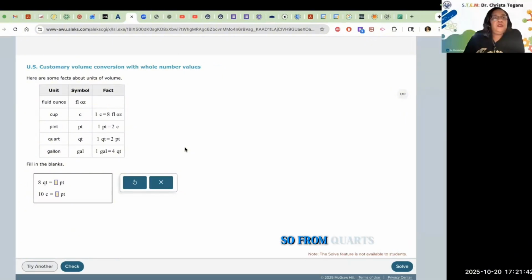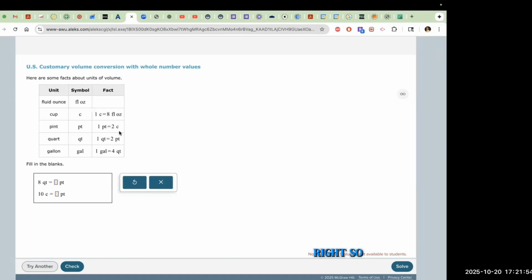And then from quarts to pints and from cups to pints. So 1 cup, what is it now? 1 pint is 2 cups, right? So it's asking 8 quarts equals how many pints? So wouldn't it be, let's see, 8 quarts, when you take 8 times 2, wouldn't that be like 16 pints?